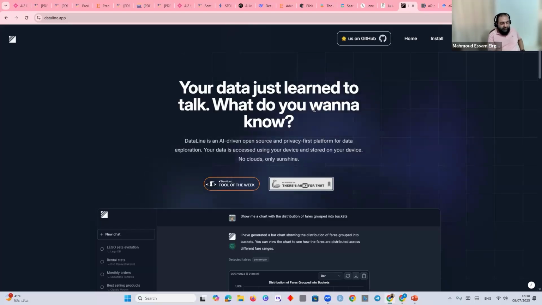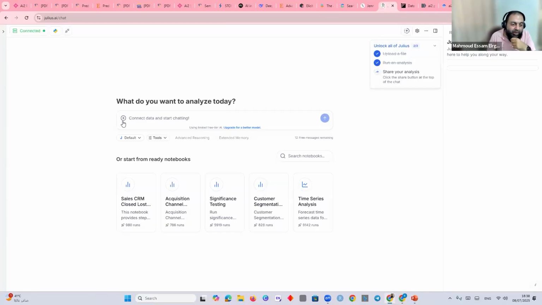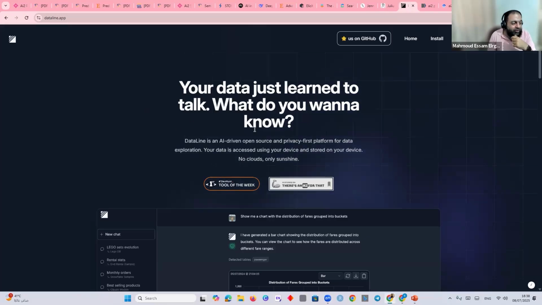Why is DataLine important? But I never used it, to be honest. I just searched it before the meeting. It came to my mind that in Julius I upload my own data, but in DataLine you use it on your own machine, so nobody has access to your data. So that's why it's about privacy. If privacy matters for the data that you are using, if it is patient data, if you don't want anyone else to have access to your data, then you can use DataLine.